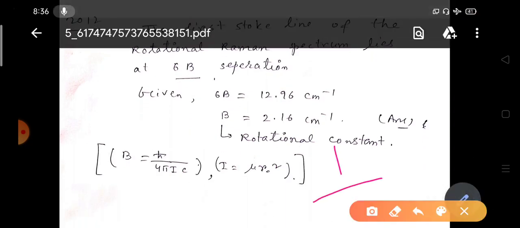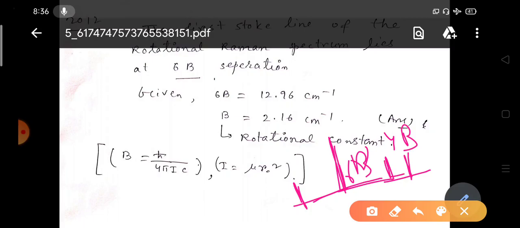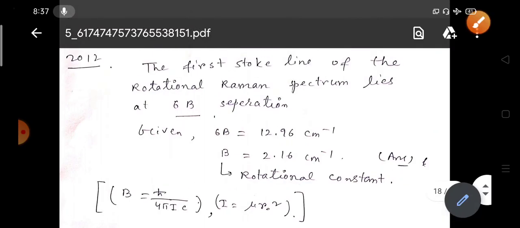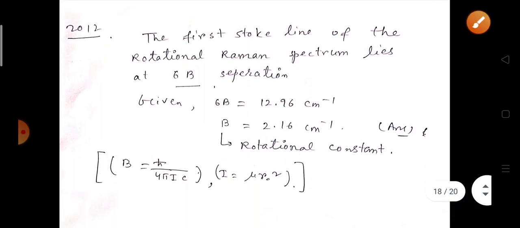So here the first separation between the Stokes or anti-Stokes lines from the Raman line is 6B, and then these lines will be separated with a separation of 4B, that is the consecutive separation between the Stokes lines or anti-Stokes lines. So here we have understood how to solve molecular spectroscopy questions, questions from vibrational, questions from Raman, or questions from NMR or nuclear magnetic resonance spectroscopy.